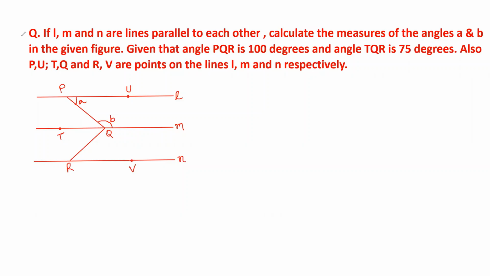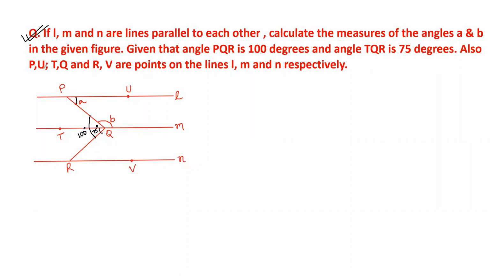Now let us see one question based on parallel lines. If L, M, and N are lines parallel to each other, calculate the measures of the angles A and B in the given figure. So this is the given figure to us in which L, M, and N are parallel lines, and this angle is angle A and this angle is angle B, which we need to find. It has also been given that angle PQR, that is, this angle is 100 degrees and angle TQR is 75 degrees. So that means this angle is 75 degrees.